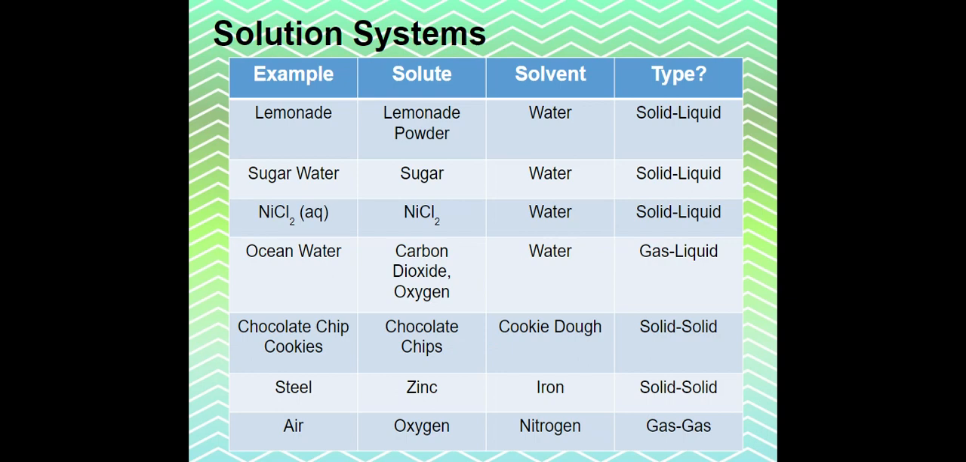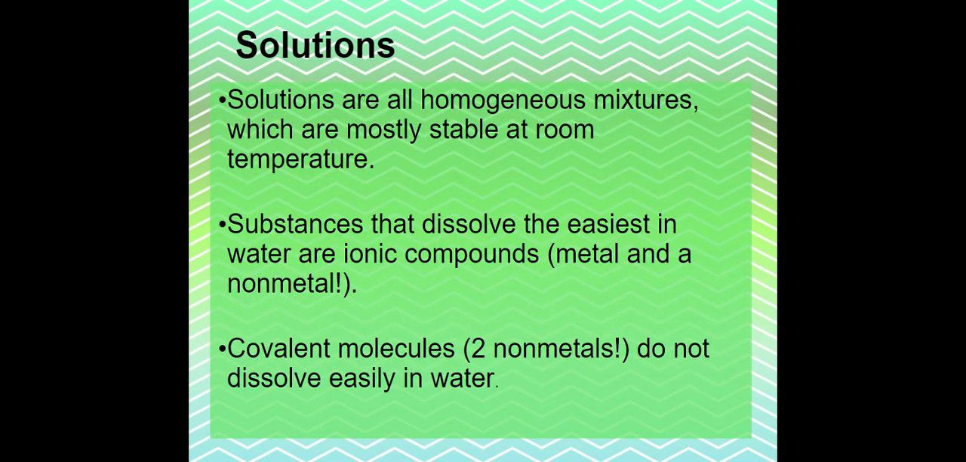And then your last solution system is air. Air is a mixture of oxygen and nitrogen. And since nitrogen makes up most of air, it is considered the solvent. And then oxygen is considered the solute. And so that is a gas-gas solution system because both of those are gases. So solutions are all homogeneous mixtures, and so that means that you can't see the layers, and so they're all stable.